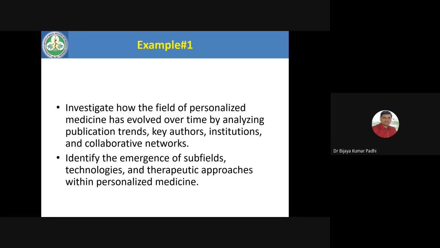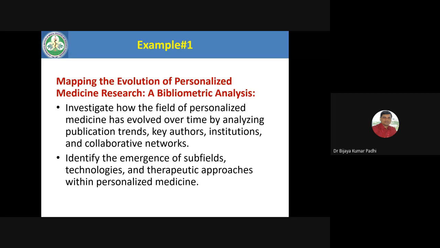For example, you want to investigate how the field of personalized medicine, you want to map the evolution of personalized medicine. This is a very good topic where you can do a bibliometric analysis. All the hot burning topics, for example, artificial intelligence and machine learning. Some of you have taken a topic for your systematic review. Before going for systematic review, you can also do a bibliometric analysis. All those topics can be taken for a single bibliometric analysis also.